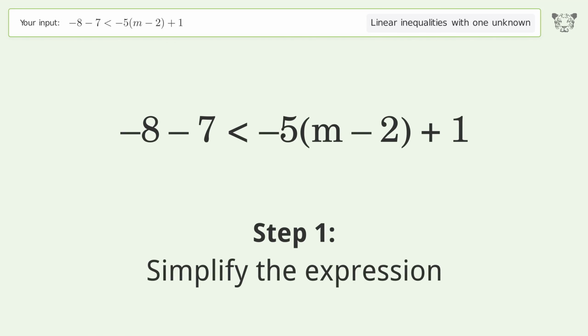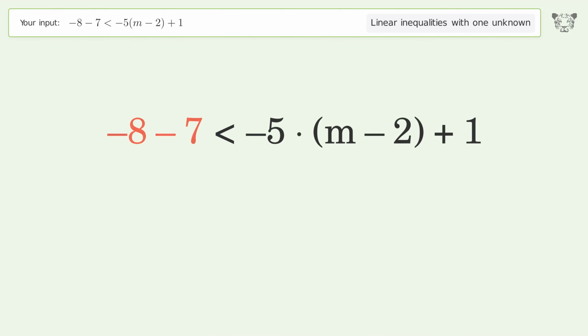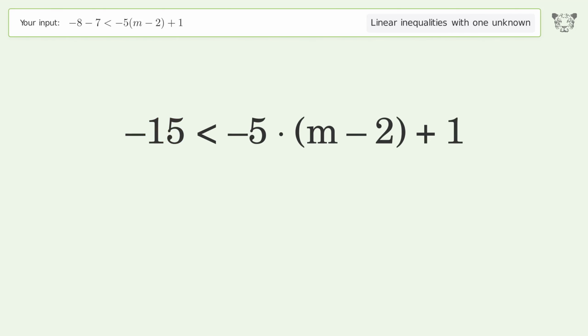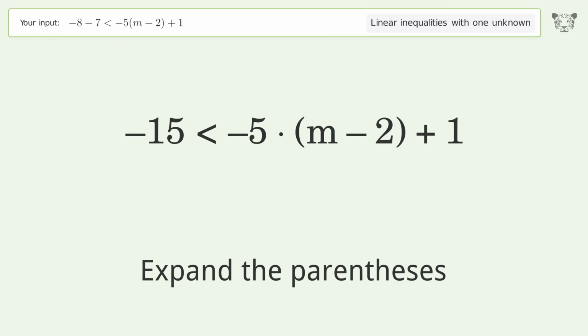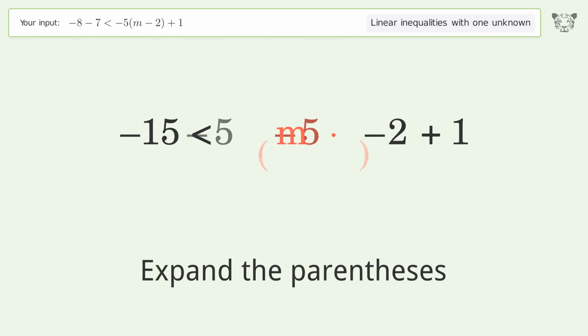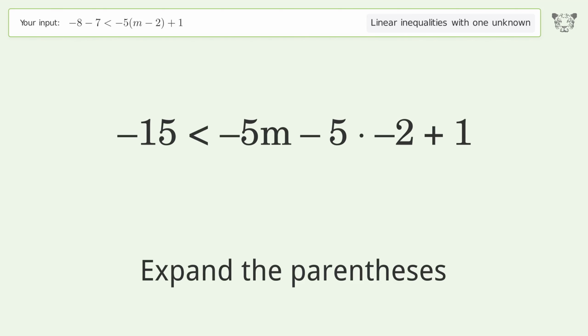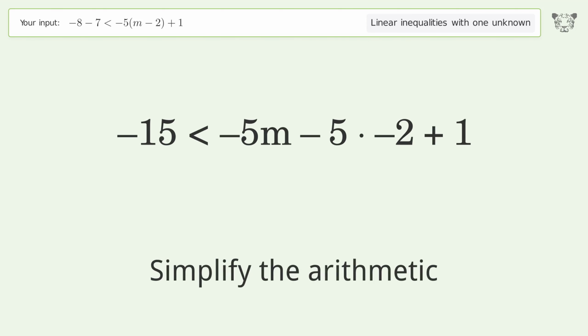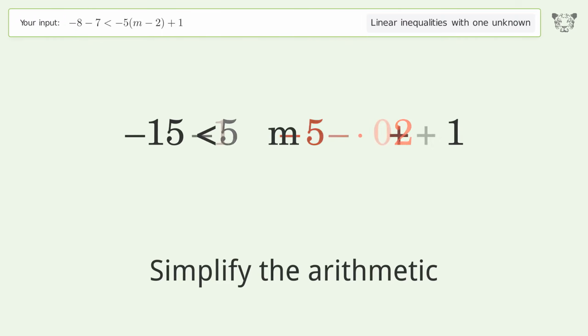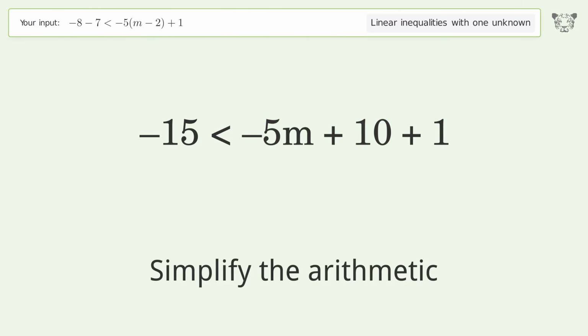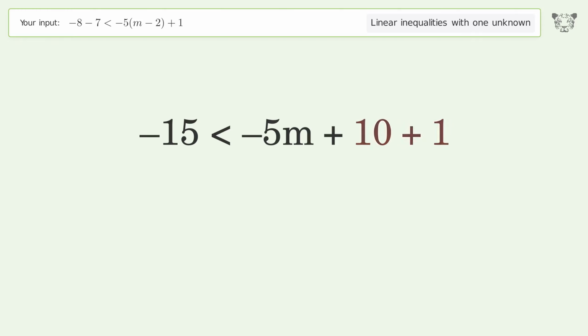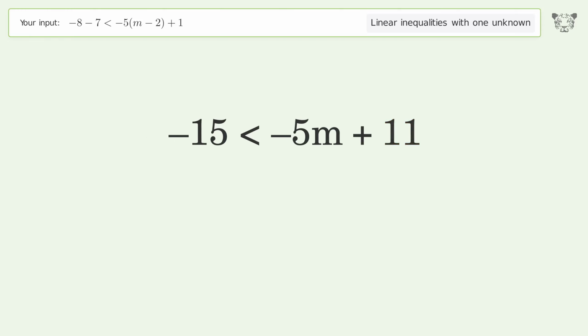Simplify the expression. Expand the parentheses. Simplify the arithmetic. Swap sides.